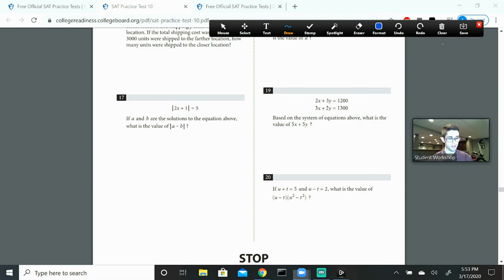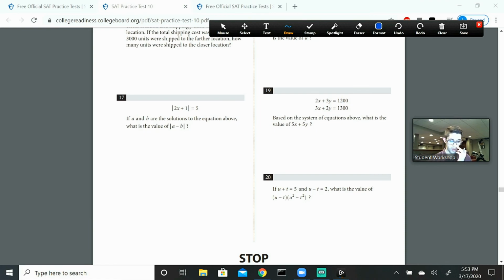So 2,500. In a similar vein, we're going to do number 20, where we have u plus t equals 5 and u minus t equals 2. What is the value of u minus t times u squared minus t squared? Now you could solve for u and you could solve for t, and you could do all this squaring and addition.